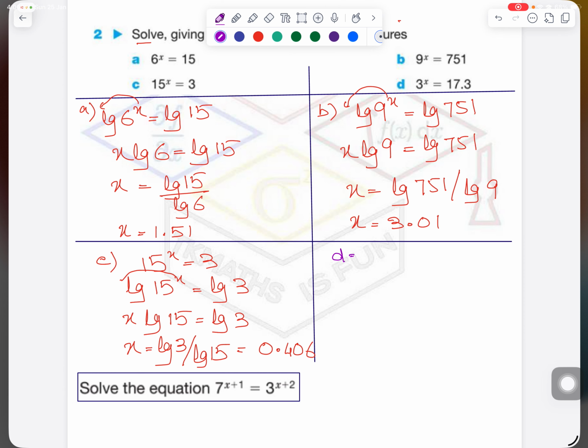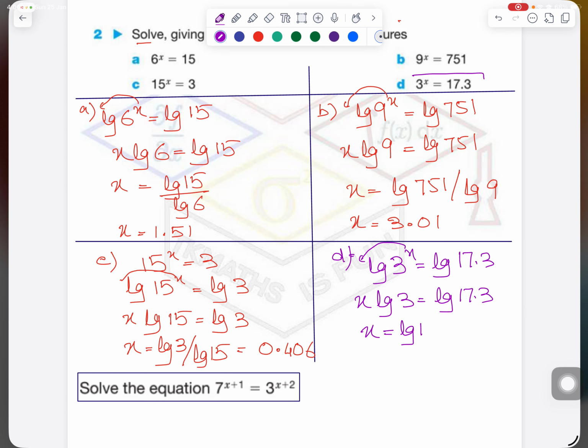Now let's do the last part. In the last part, I am taking lg on both sides. So it will become lg 3 power x equals lg 17.3. Apply the power law. x lg 3 is equal to lg 17.3. x is equal to lg 17.3 divided by lg 3. Calculator time.